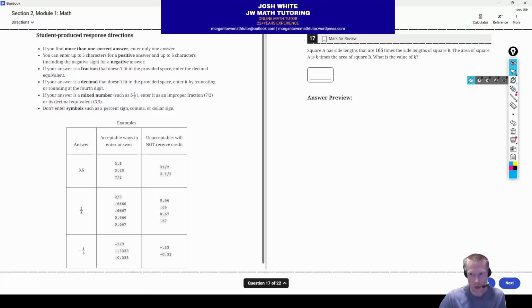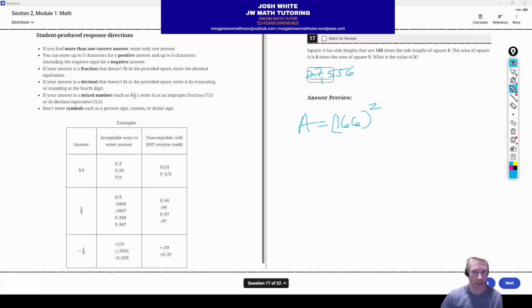So the shortcut way to do this one is just to notice that when we're talking about an area, since it's two-dimensional, and each side is 166 times the length of the other square, area is just going to be that scale factor, 166 squared. Okay, and that's 27,556. The reason is because you have to do the 166 times scale factor for both the length and the width.